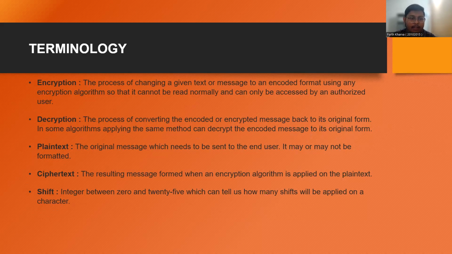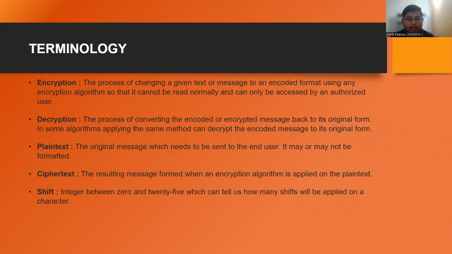First of all, we will see the terminology. Encryption is the process of changing the given text or message into an encoded format using an encryption algorithm, so that it cannot be read normally and can be accessed only by the authorized user. Decryption is the process of converting the encoded, encrypted message back to its normal form. Plain text is the original message which needs to be sent to the end user; it may or may not be formatted. Ciphertext is the resulting message formed when an encryption algorithm is applied on the plain text.